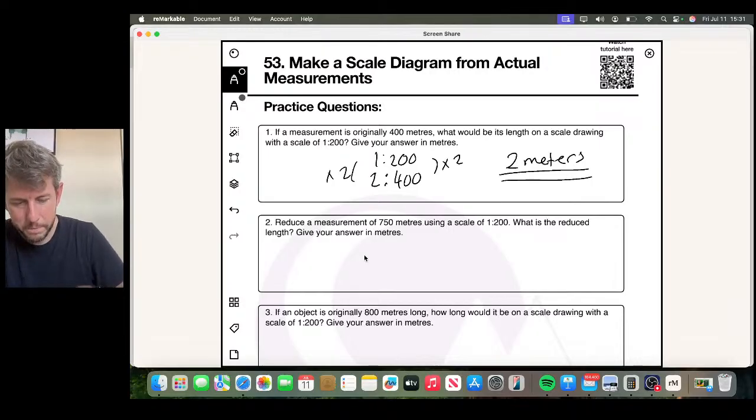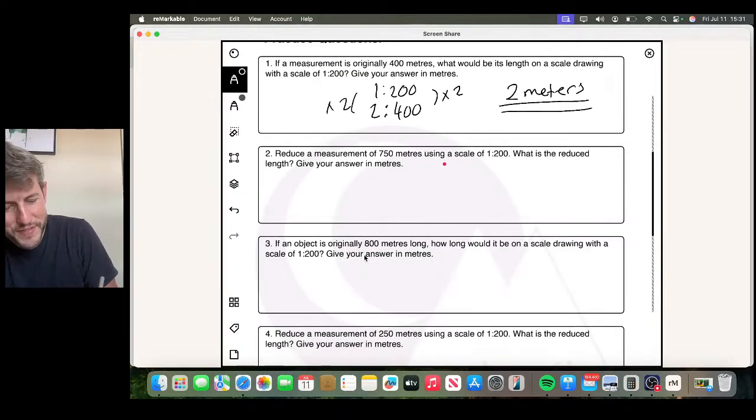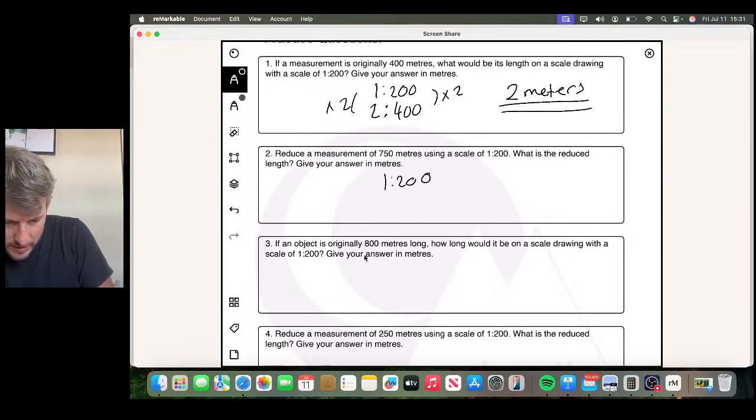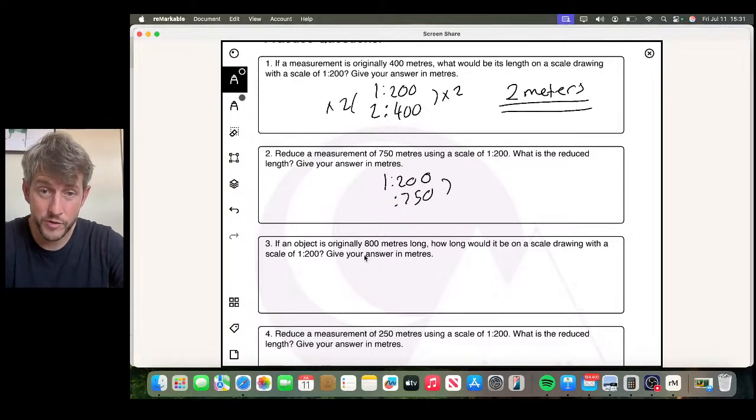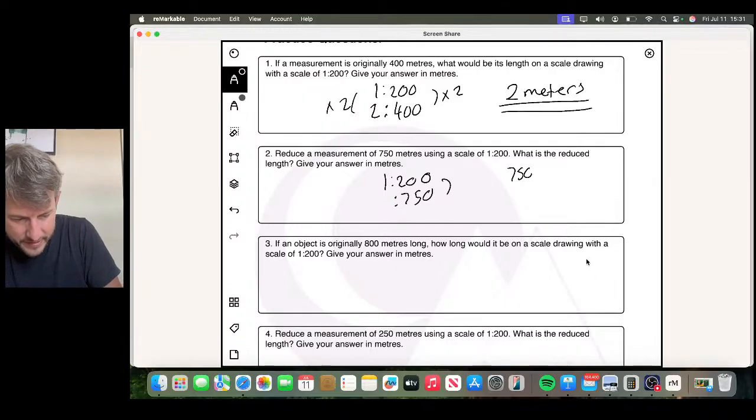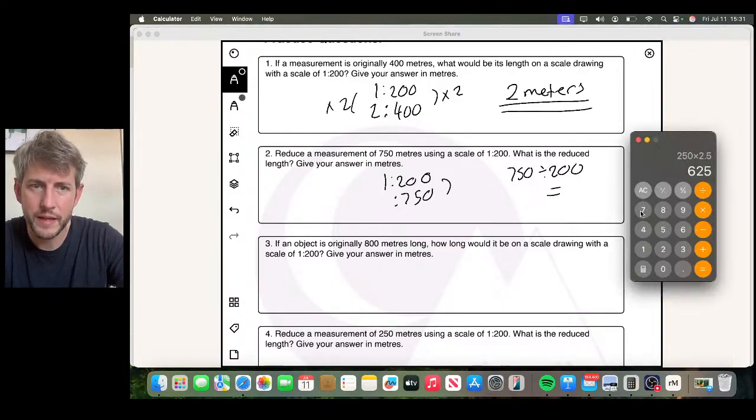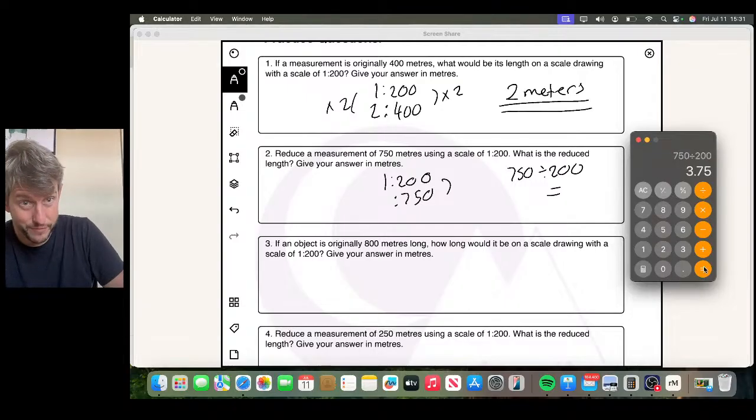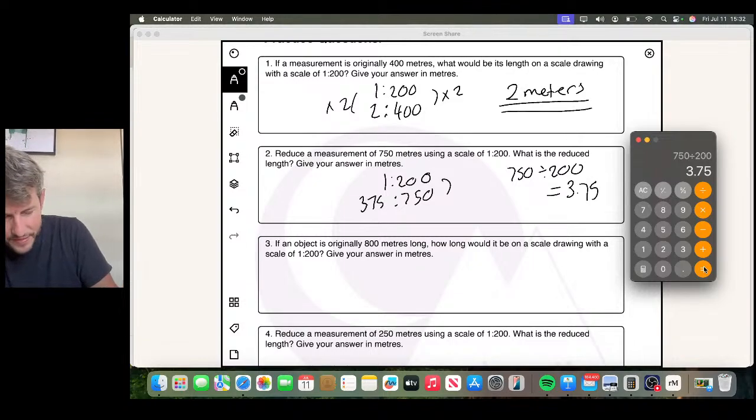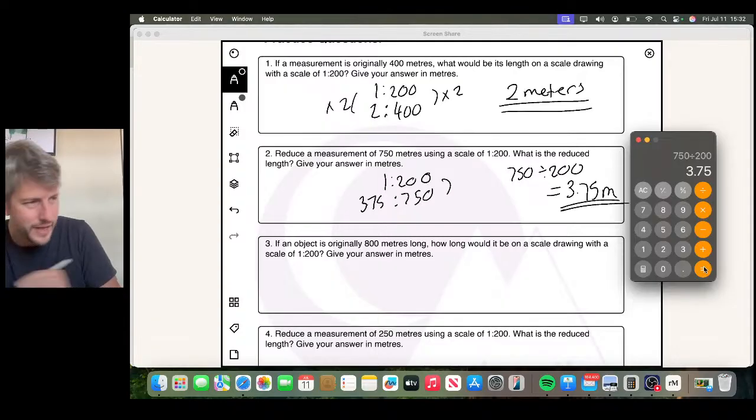Right, question 2. Reduce a measurement of 750 meters using a scale of 1 to 200. What is the reduced length? Okay, so 1 to 200 again. We need to find out how many lots of 200 make up 750. So we just do 750 divided by 200. Let's get the calculator out. 750 divided by 200 equals 3.75. So it'll be 3.75 meters.